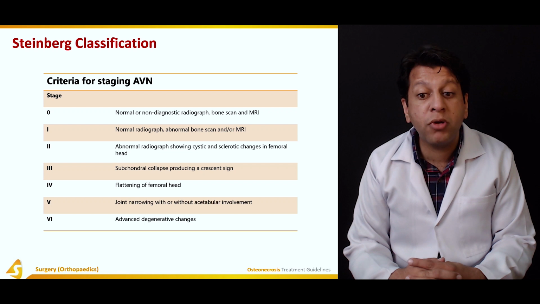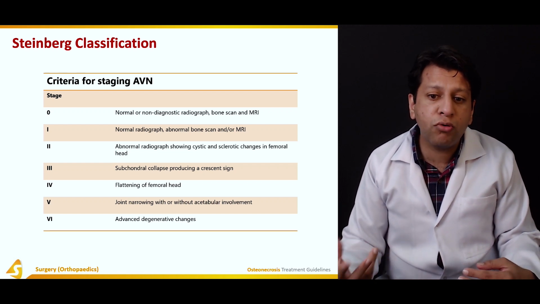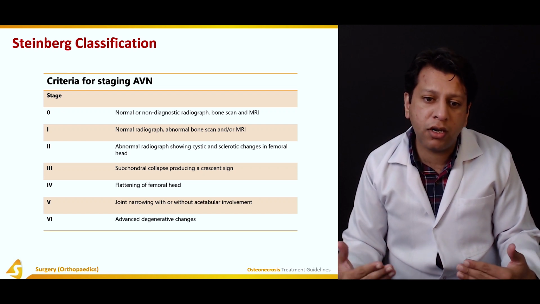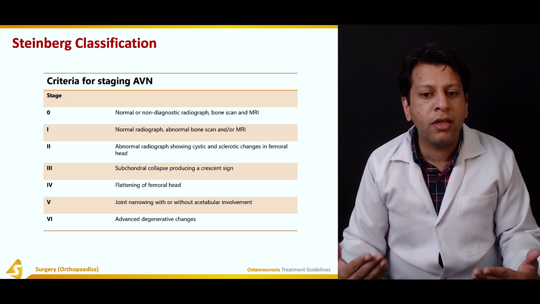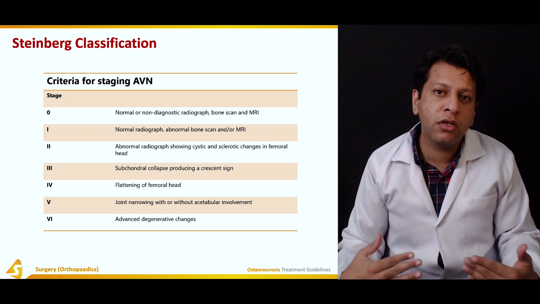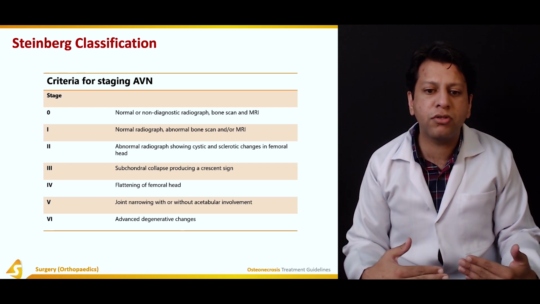Stage 2 is abnormal radiograph showing cystic or sclerotic changes, which was actually 2A, 2B according to Ficat, but according to Steinberg it's only 2. And subchondral collapse, which is actually producing crescent sign, has gone into 3. Instead of dividing stage 2 into 2A, 2B, it has actually gone into 3.